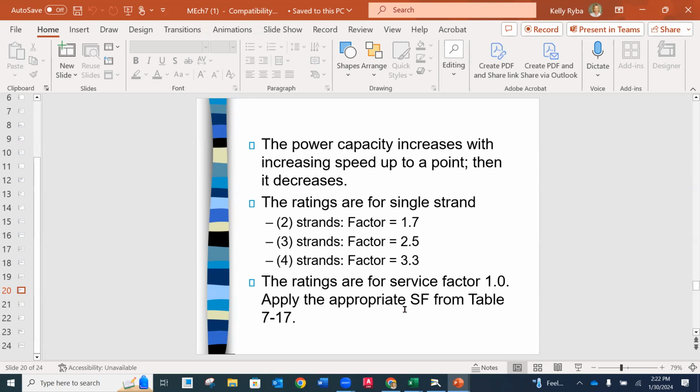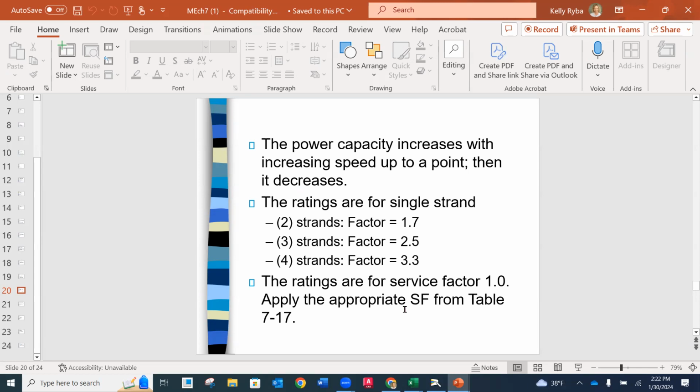And you'll notice here that when I have one strand, it's going to be the value that's on the chart. But if I start needing 2, 3, and 4 strands, they aren't going to be multipliers of 2, 3, and 4. We actually have a factor of, for 2 strands, 1.7. And then for 3 strands, 2.5. And then 4 strands, 3.3.